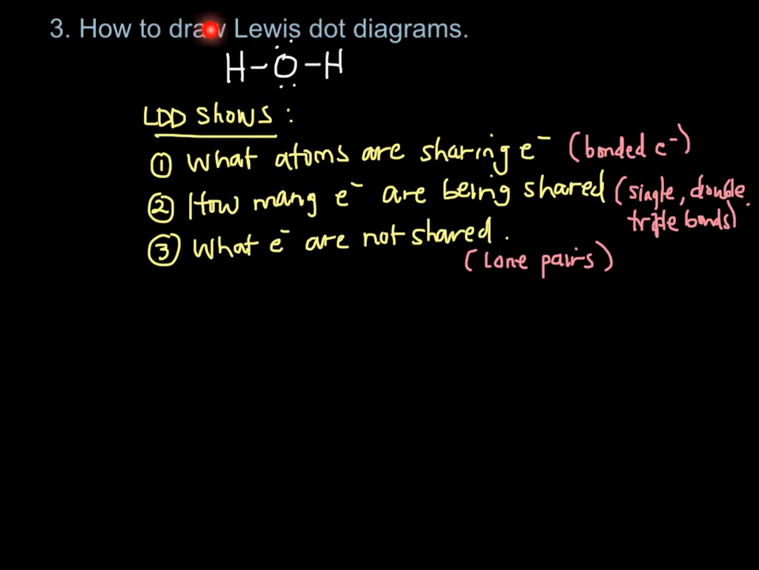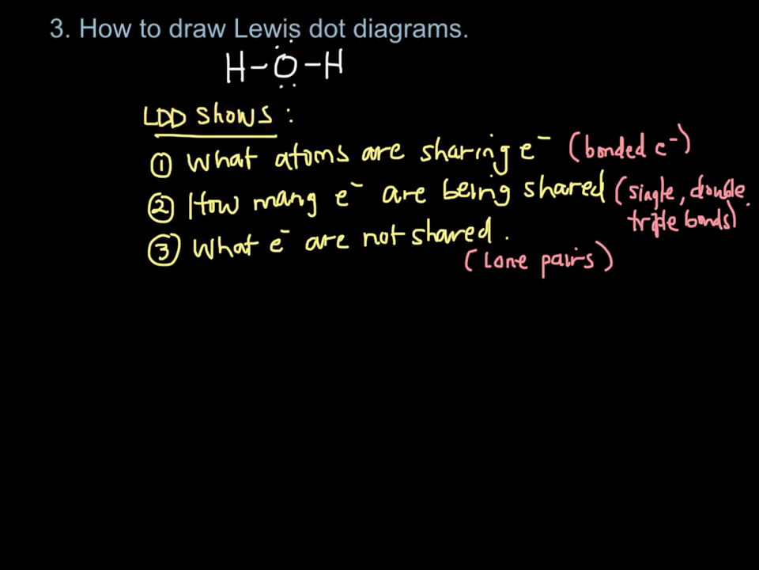So what does a Lewis dot diagram show you? If you look at the Lewis dot diagram for water, we can see that oxygen is sharing a pair of electrons with this hydrogen and sharing another pair of electrons with this hydrogen. And we can also see that there are 2 lone pairs of electrons, so a pair here and a pair here, that only the oxygen uses.